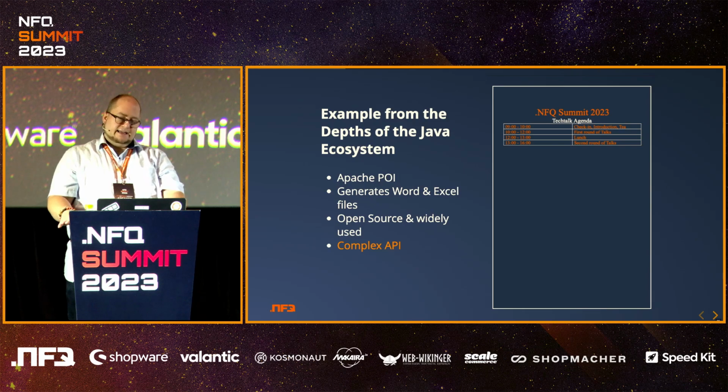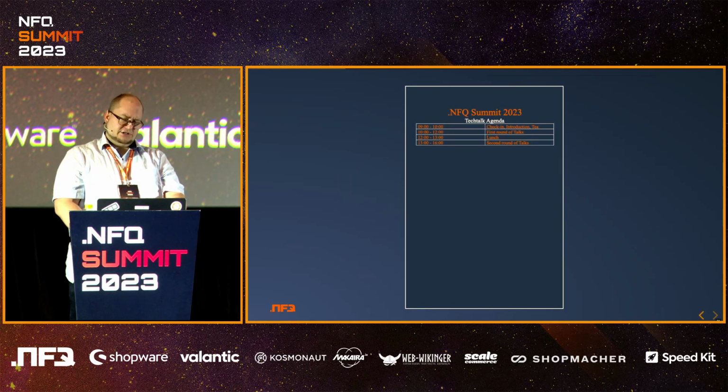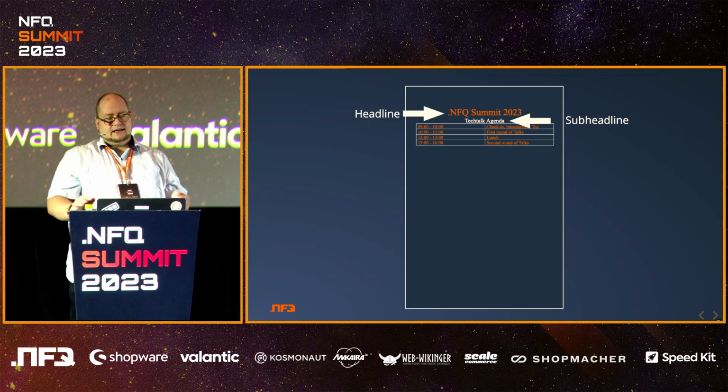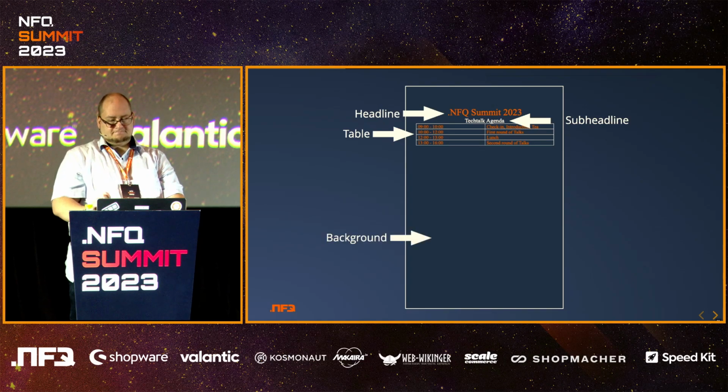So in my example, I created this Word document. It has a single page with a headline and a subline, and both of them are in different colors. One is bigger, one is smaller, one is orange, and one is white. Then I added a table to it with a rough timeline of what we hear today at the Tech Talk. And then I colored everything in our nice NFQ blue.